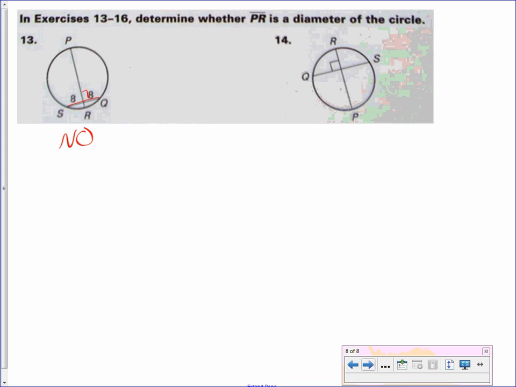For number 14 here, is PR a diameter? We've got the perpendicular part, but we're missing the part of it being cut into two equal things. So again, the answer would be no.